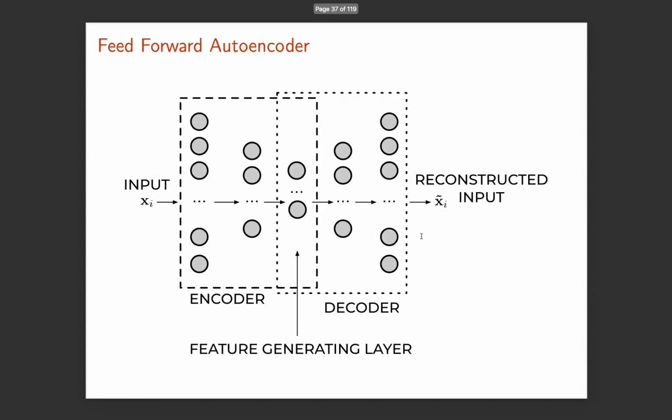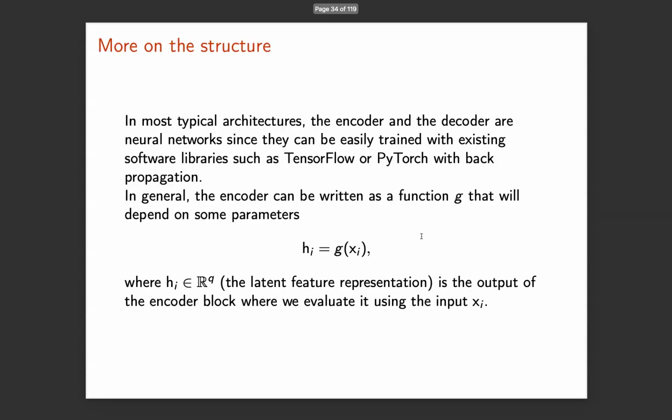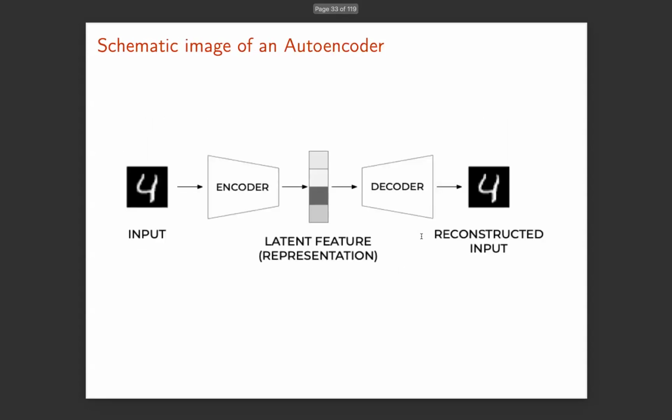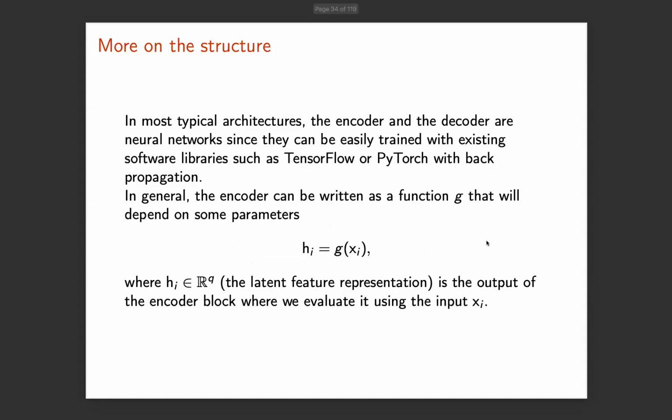So let me say a little bit more about autoencoders. This is a typical structure. You have some input, then some latent features, and you reduce the dimensionality and then bring back an output, which hopefully is as close as possible to the original. As I said, they are typically neural networks, which can easily be trained with existing software libraries.